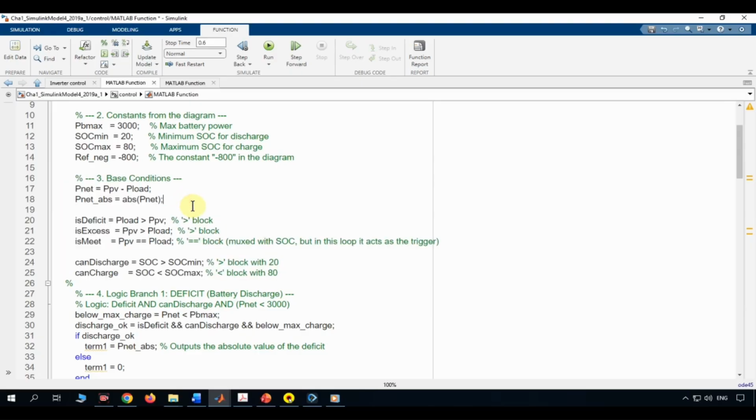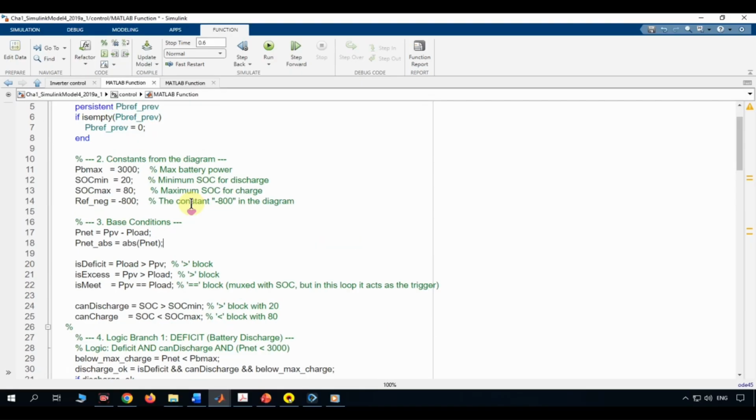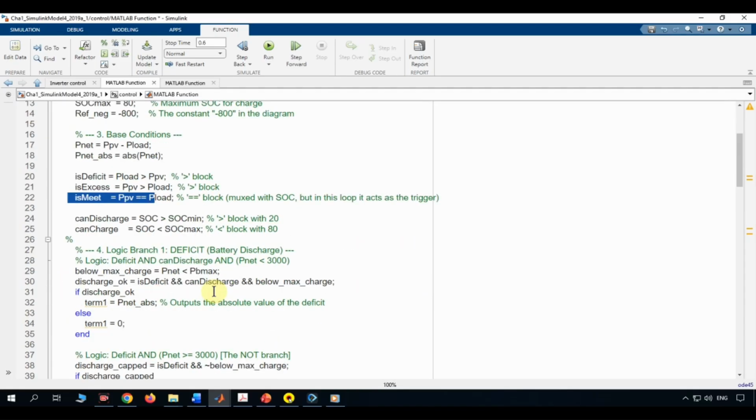This sets up every Boolean the function will need. PNet is the power balance. Positive means surplus PV. Negative means shortfall. Is deficit, is excess, and is meet are mutually exclusive. Only one is ever true. And can discharge and can charge are the SOC guardrails. Don't discharge below 20%. Don't charge above 80%, protecting the battery's health. Everything from here on is just combining these Booleans correctly.